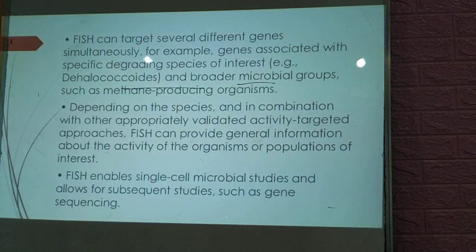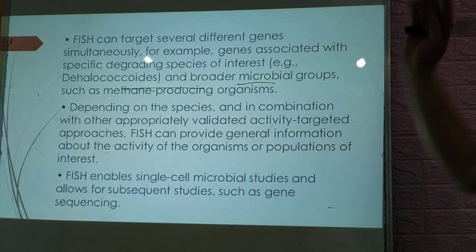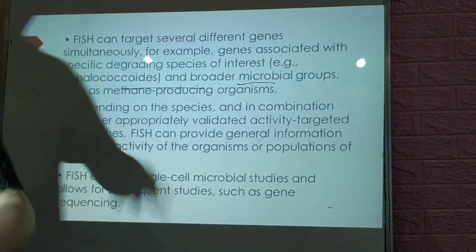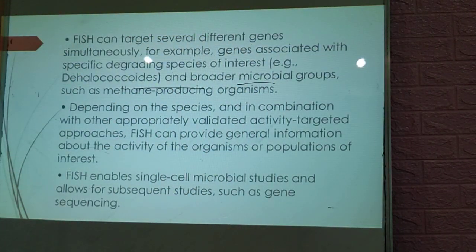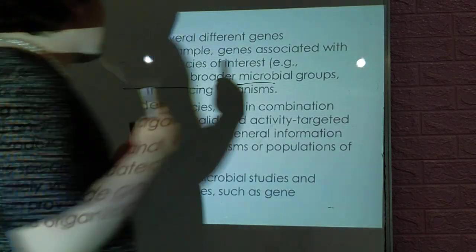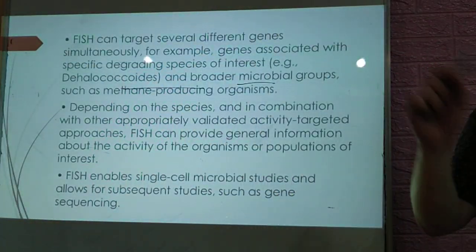Next one, guys, FISH can target several different genes simultaneously. For example, genes associated with specific degrading species of interest such as Dehalococcoides and broader microbial groups such as methane-producing organisms. This somehow differentiates it from our previous blotting techniques: Southern, Northern, and of course Western. Why? They are differentiated because, as stated here, FISH may target several different genes simultaneously.